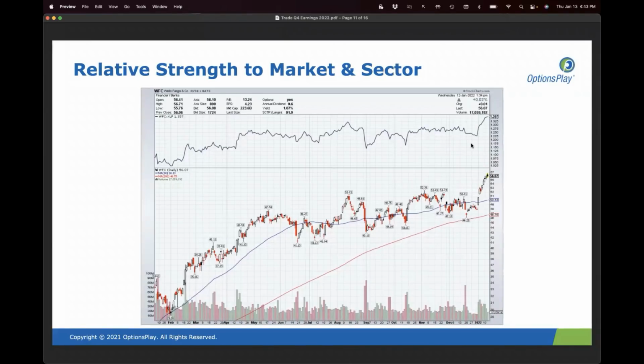Now, like I said, this in itself is not enough to say, okay, this is a stock that's going to beat or miss on earnings. But this is one of the first things that I look at. And I really don't like to trade many earnings announcements where I don't see this type of outperformance going into an earnings event, okay? So this is first and foremost. Relative strength to the market and to the sector is the first place that I typically look.